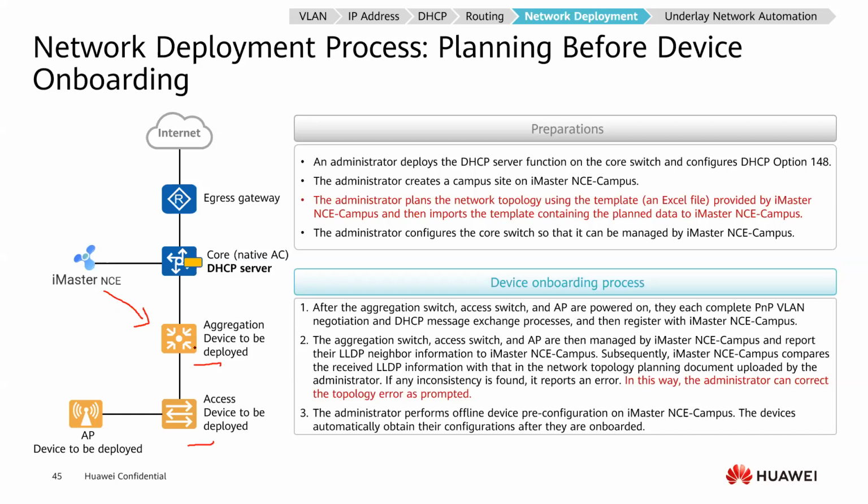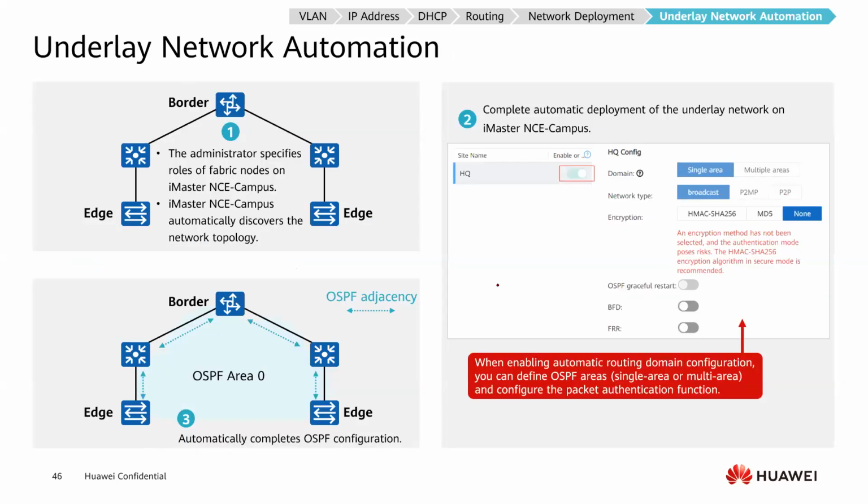controller. And when the controller manages all of the devices, it will use LLDP to find the real topology, and it will compare the real topology with the planning topology, and based on the planned one, it can correct the real topology to change it to the correct topology. So this means planning before the device onboarding. You can use different processes based on the real network scenario.